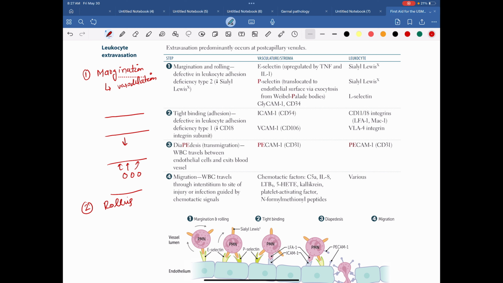Here they mention the rolling with step 1, but you guys can remember these steps separately. First step is margination, and how the margination is going to occur, as I already explained. Then after that we have the rolling. So again we have to understand different things. Basically during the inflammation, there are different kinds of proteins that are upregulated on the endothelial cell.